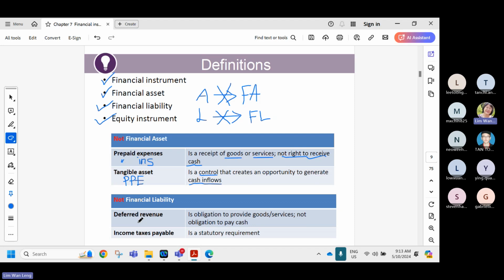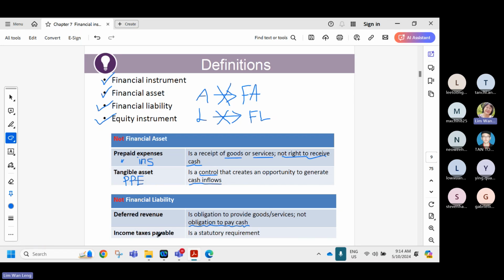So in the future, you're supposed to have the obligation to provide the services or to provide the goods, but there is no obligation to pay cash. Understand? So in that particular analysis, since there is no obligation to deliver cash to the other party, it does not fulfill the definition of financial liabilities. So deferred revenue is also not a financial liability.